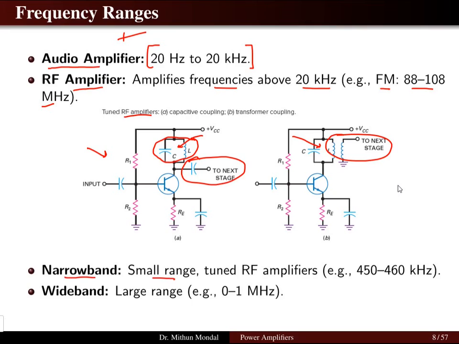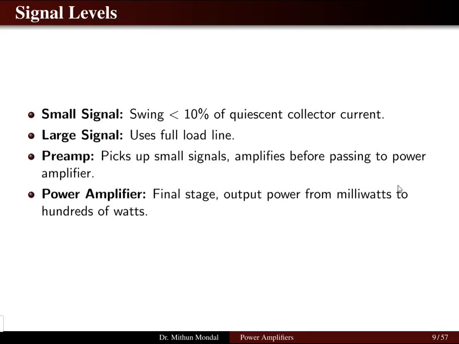Narrow band, or small range, amplifiers lie in the range of 450 to 460 kilohertz, whereas wide band amplifiers cover a large range from 0 to 1 megahertz. So depending upon the frequency range, amplifiers are classified into different types and given a suitable name. Signal level: small signal amplifiers, which are voltage amplifiers, have a swing of less than 10% of the quiescent collector current. So we will see the load line where the swing of the point on the load line is less than 10% in small signal, whereas a large signal amplifier uses the full load line.